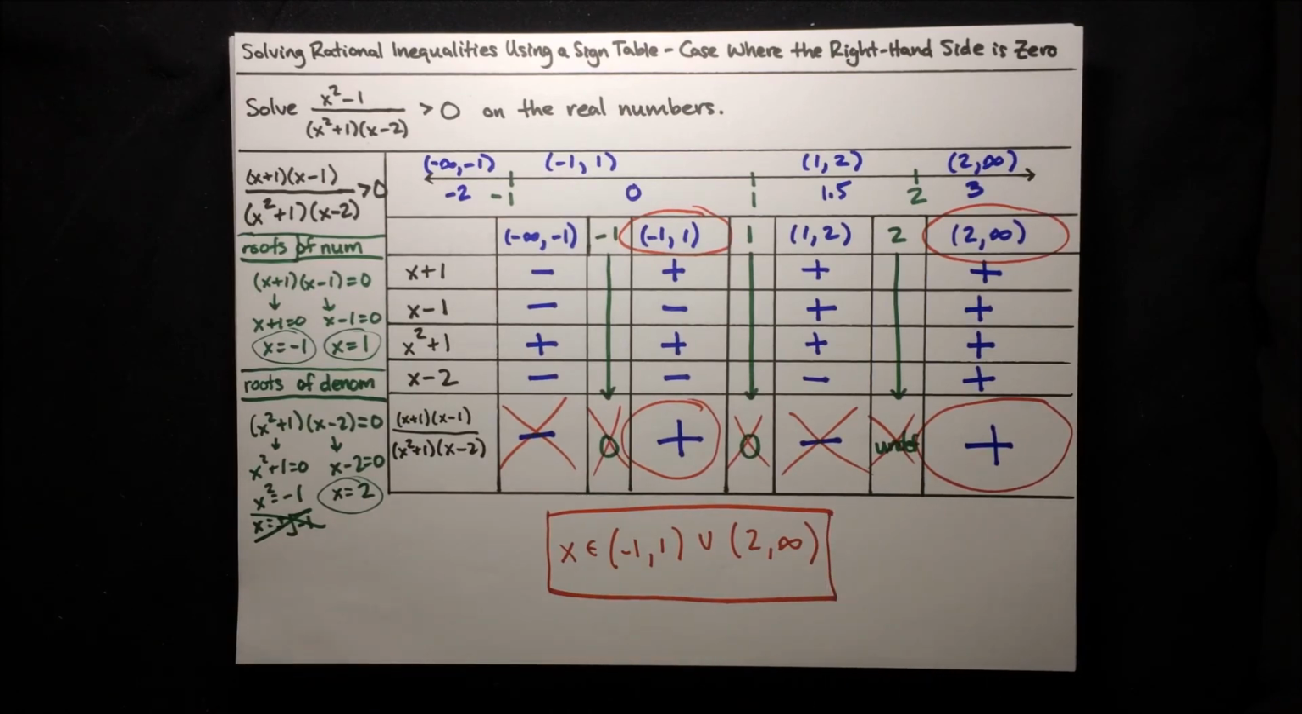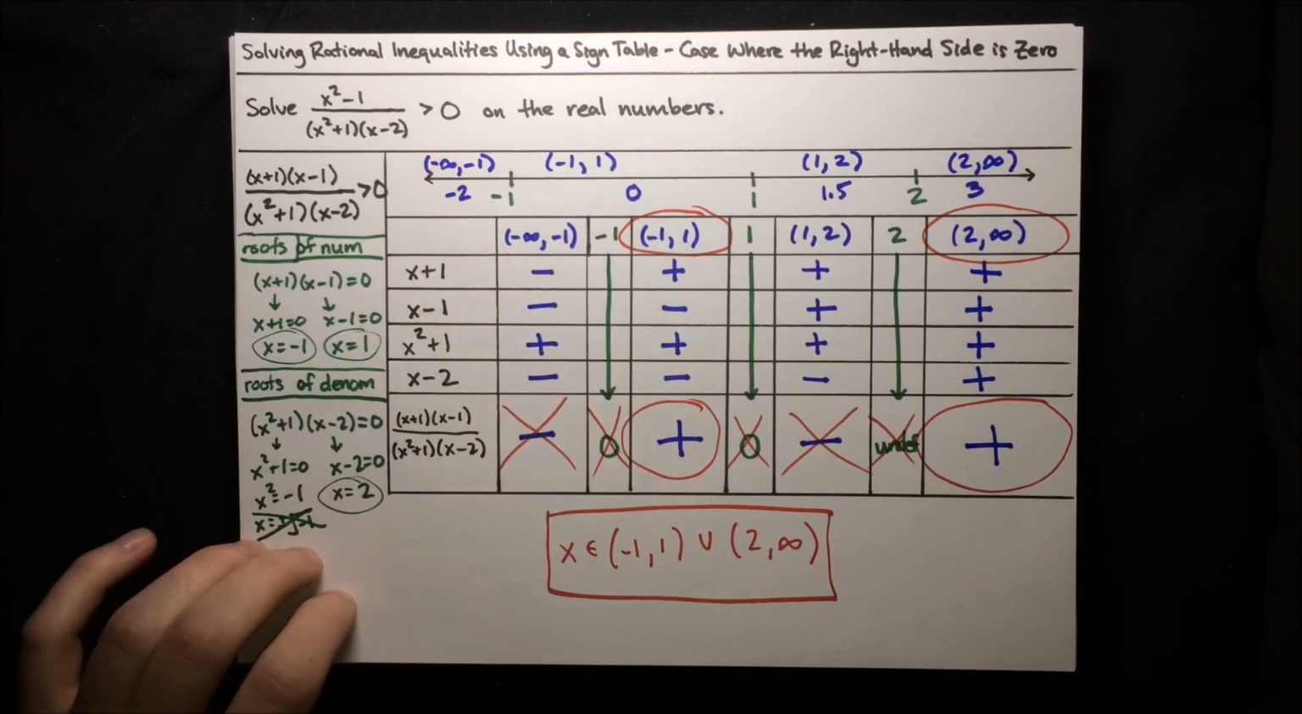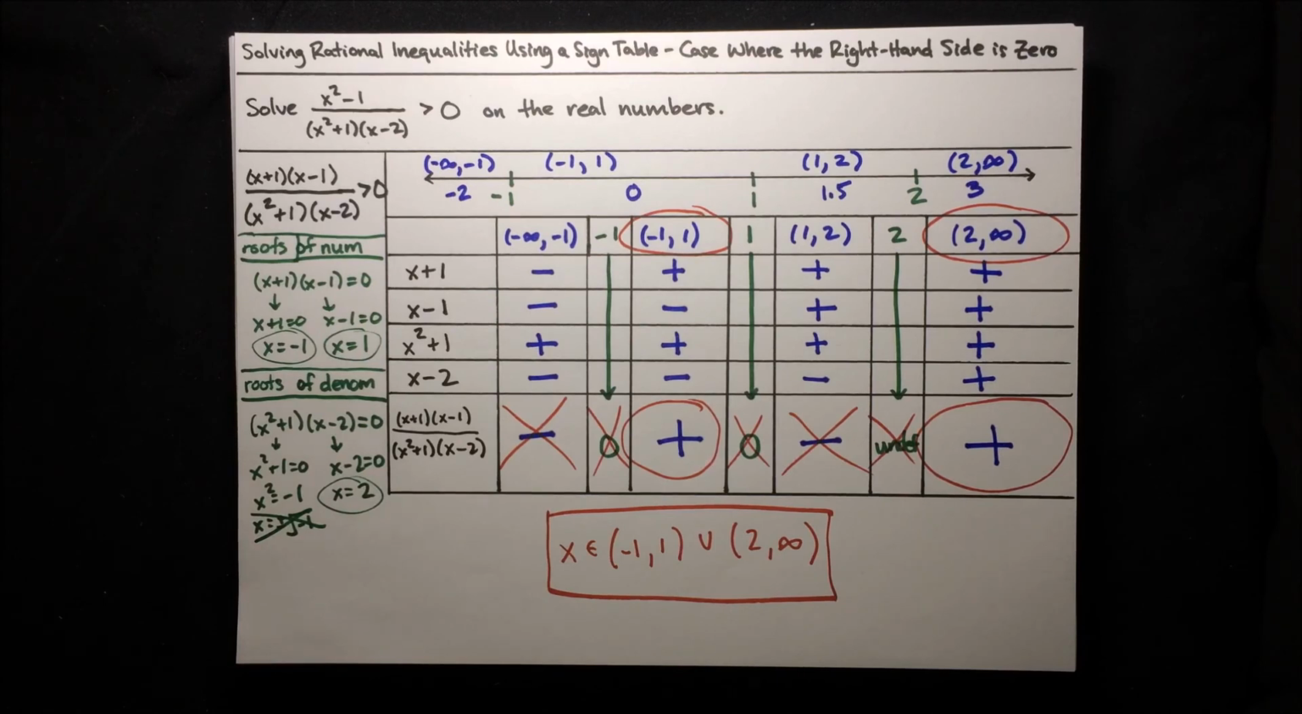In these exercises, the right-hand side was always 0. In the future, though, we'll also learn how to deal with cases where the right-hand side is a polynomial or rational function itself.